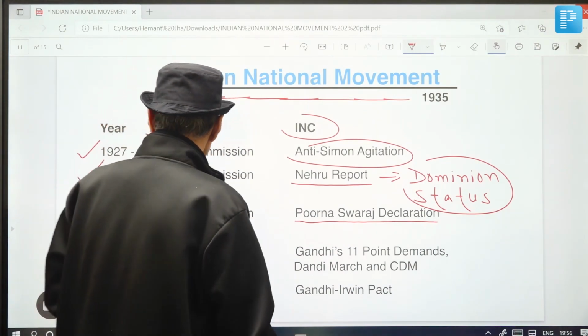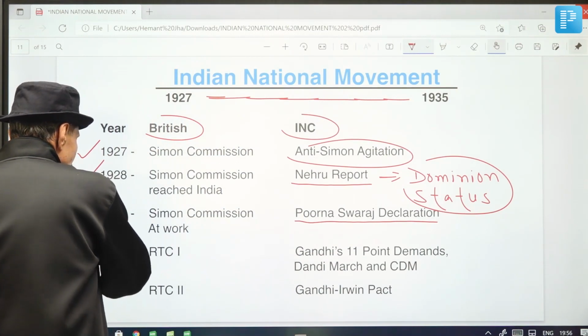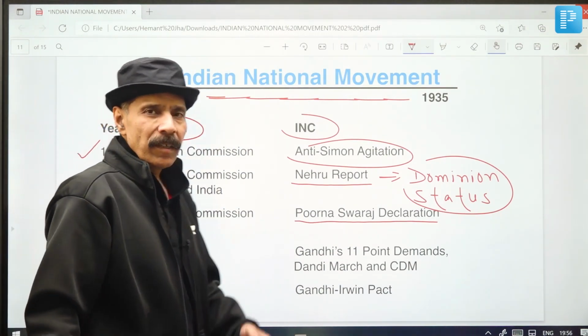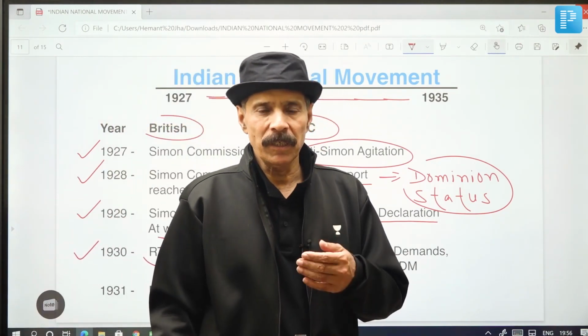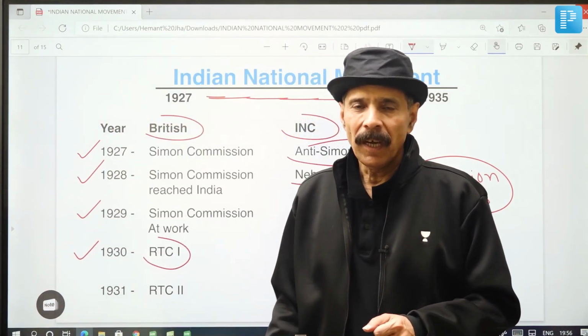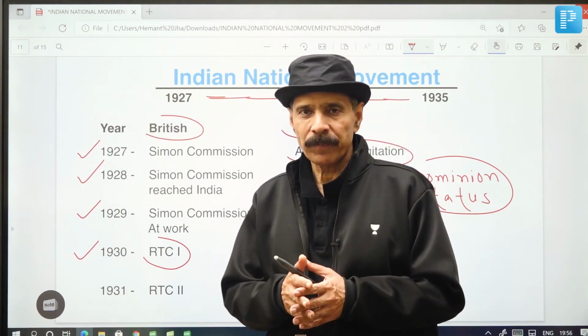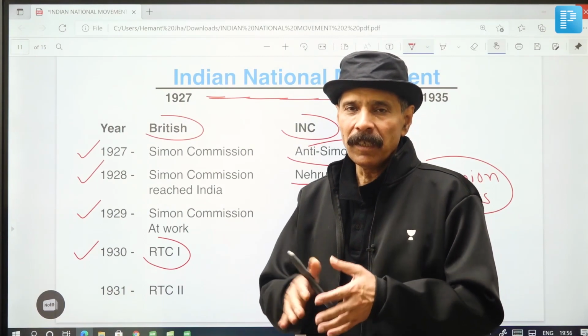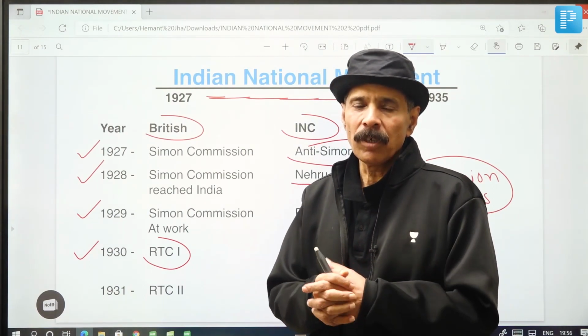Next is 1930, RTC 1, that is Round Table Conference 1. In 1930, Simon Commission presented its report. And in order to discuss this report, the British convened a Round Table Conference in London and invited all the political parties of India.